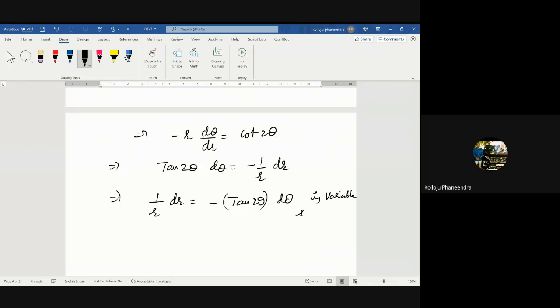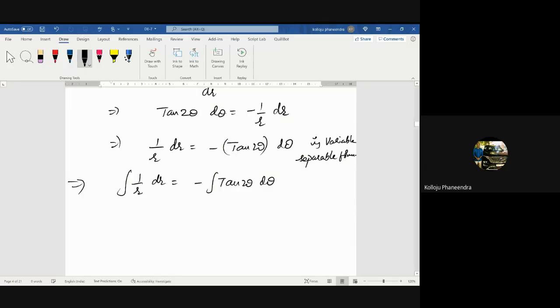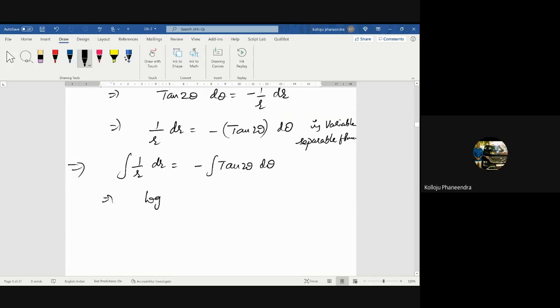So I will write the r terms first: 1 over r dr equal to minus tan 2 theta d theta. This is variable separable form. Variables are separated. That is called variable separable form. So integrating on both sides, 1 over r dr equal to minus integral tan 2 theta d theta. Right? So this is log r. What is the integration of tan? Sin by cos gives log secant. So log secant 2 theta, whole by 2.